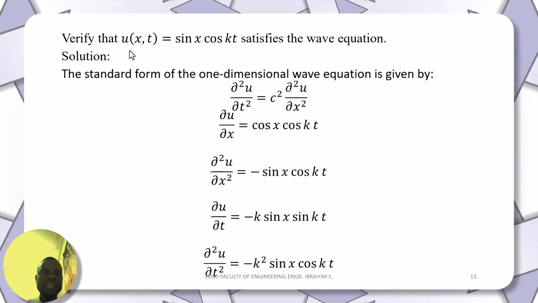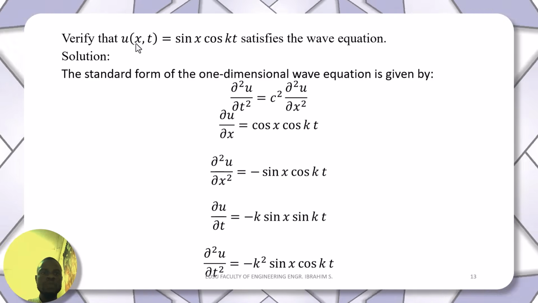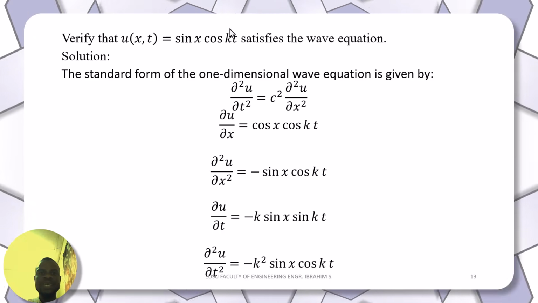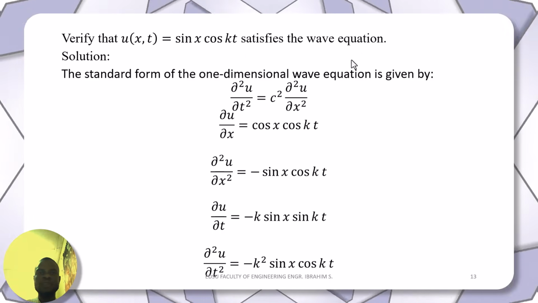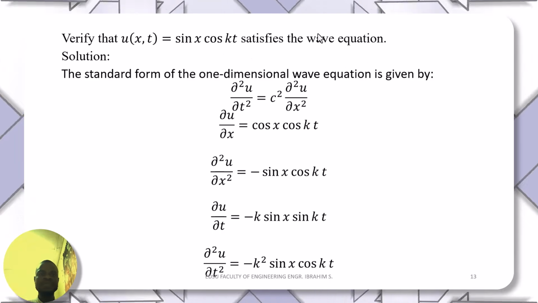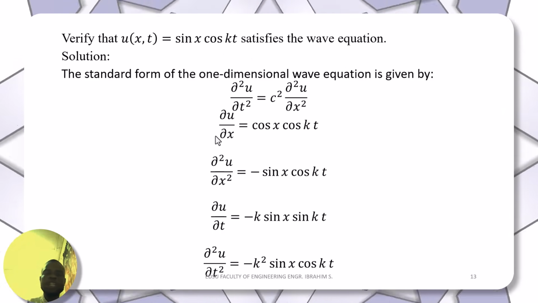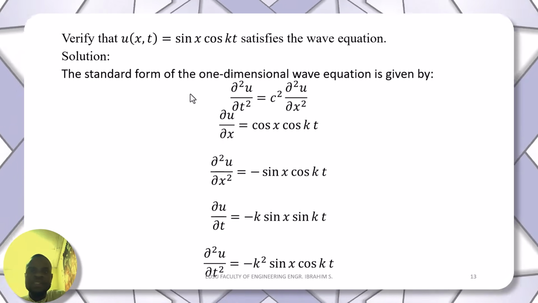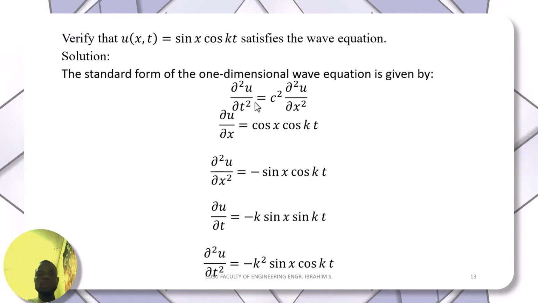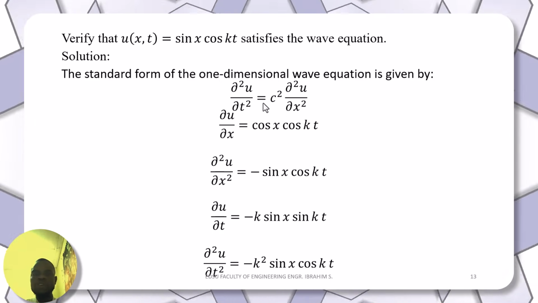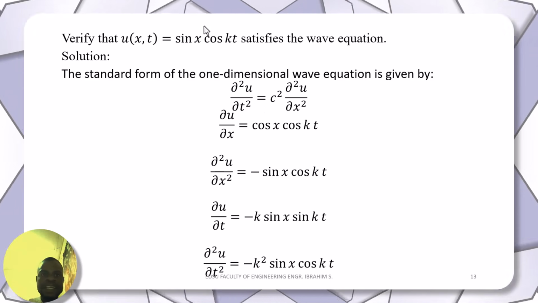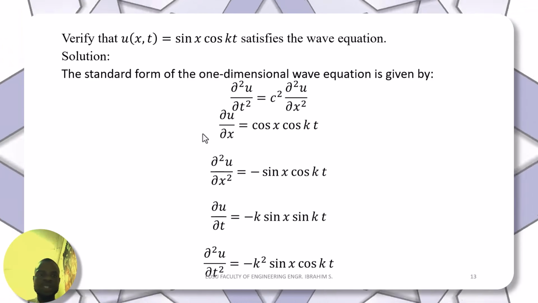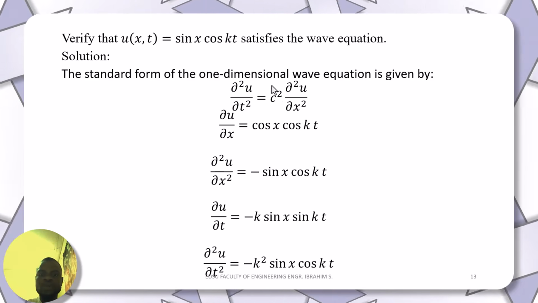We are told to verify that u(s,t) equals sine s cos kt satisfies the wave equation. Now this is very simple. We already know what the wave equation is. Look at the wave equation here. This is the one-dimensional wave equation. Once you solve and you see that this satisfies this wave equation, then it means your equation is correct, because this is the standard wave equation.